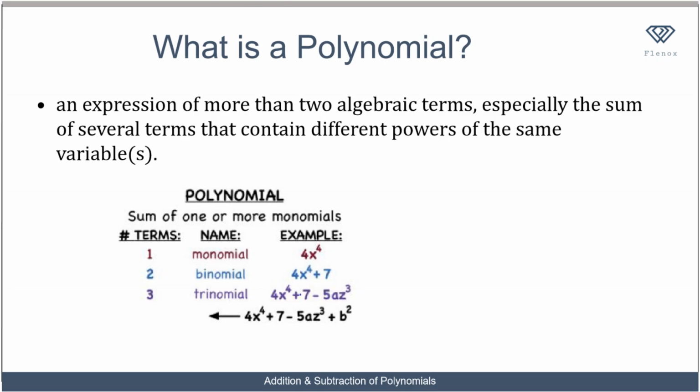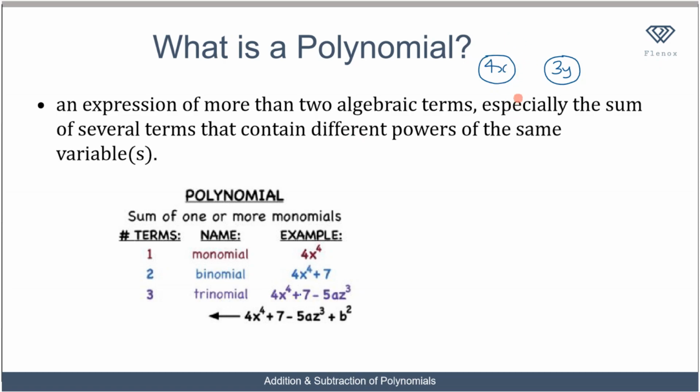An algebraic term by definition is something in the manner of, say, 4x. So when you have 4x, this is referred to as an algebraic term. For example, 3y is another algebraic term. So if you have more than two algebraic terms lumped together, it is referred to as a polynomial, especially the sum of several terms that contain different powers, and most of the time they do contain different powers.